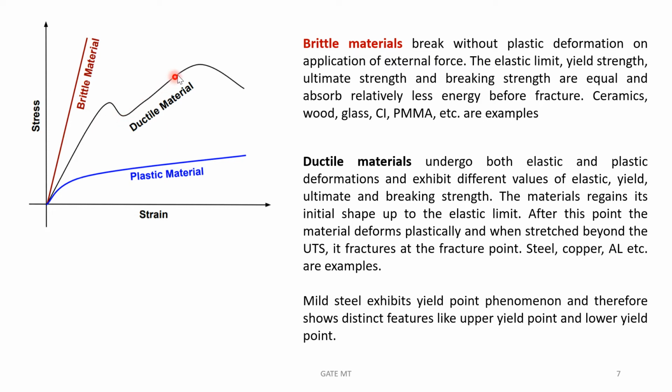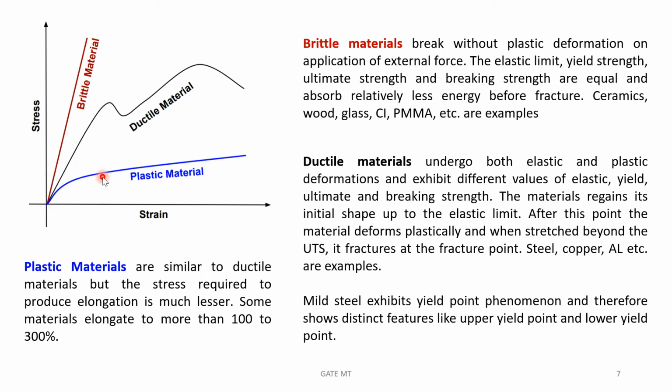Again, it will plastically deform up to the ultimate tensile strength and then break at the fracture point. So this yield point phenomenon is characterized by an upper yield point and a lower yield point. It is usually exhibited by materials having small atom impurities that are capable of pinning the dislocations and hence increasing the stress required to propagate the dislocation.